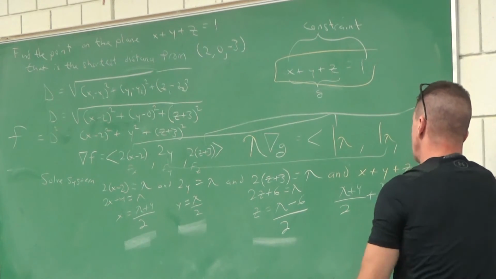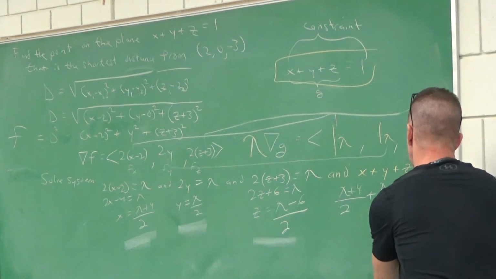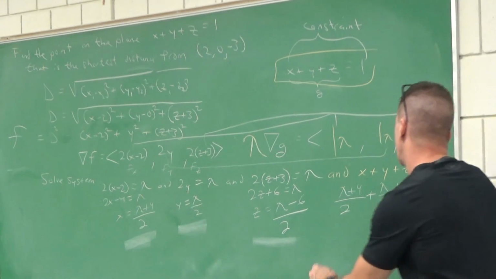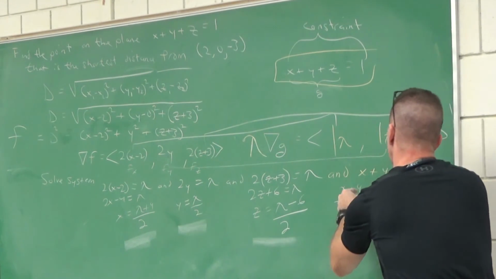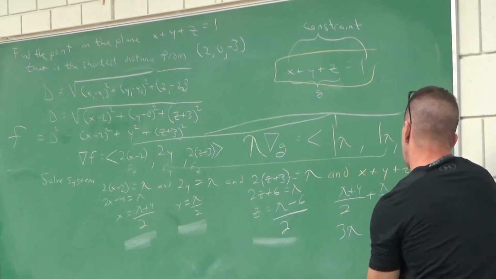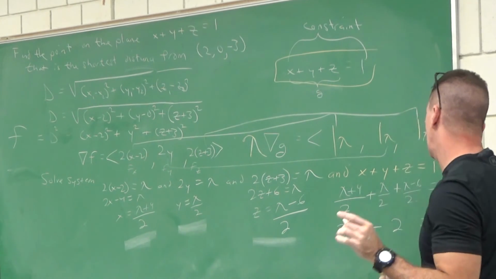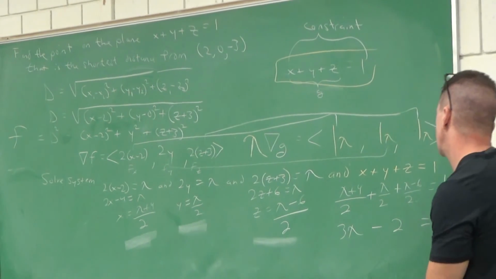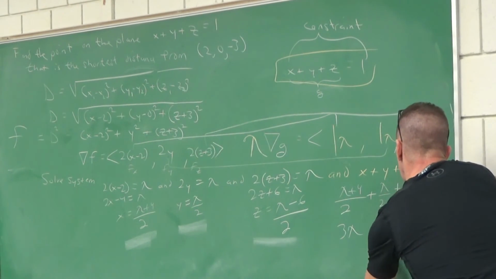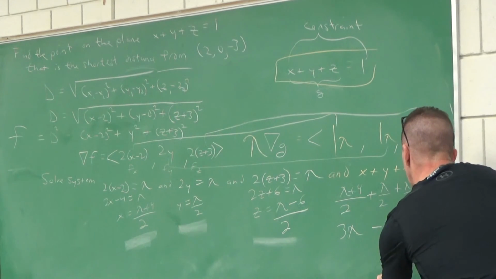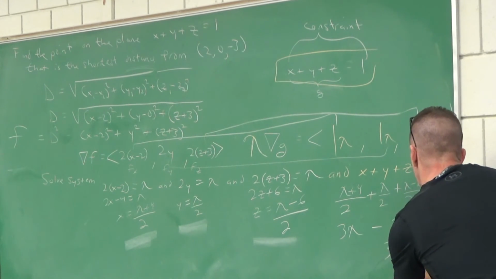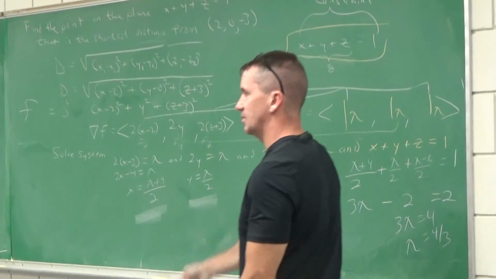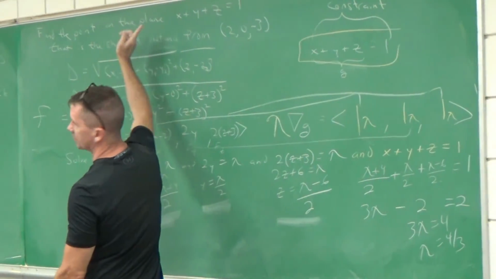So if I multiply 2 on both sides, those 2's are gone. But this turns into 2. What's lambda plus lambda plus lambda? 3 lambdas. What's 4 minus 6? Negative 2. And I now have 3 lambda minus 2 equals 2. So 3 lambda equals 4, and lambda is 4/3. And now I'm smiling because all we gotta do is put that in here, here, and here. We got x, y, and z, get the point. Just say find the point on the plane, we'll get it.